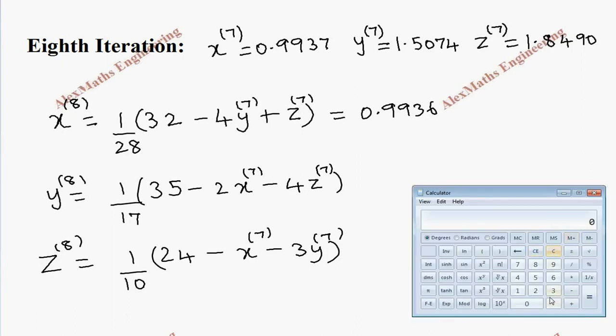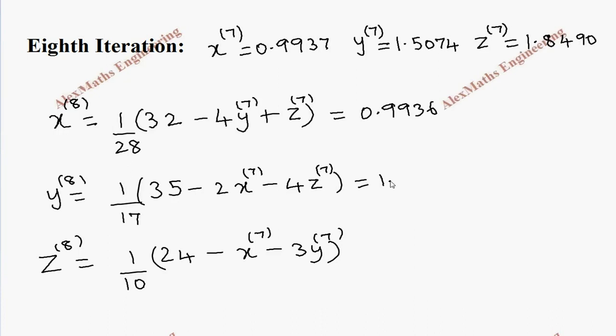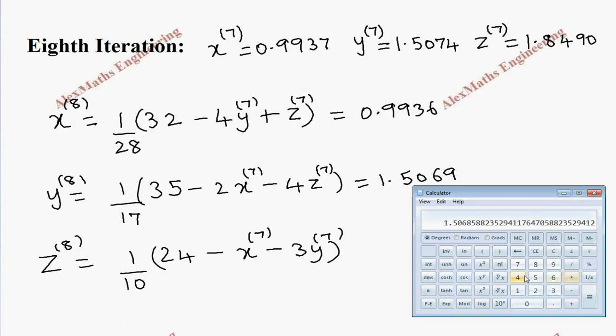Coming to the y of 8, it is 35 minus 2 into x of 7, which is 0.9937, minus 4 into z of 7, which is 1.8490. This whole value divided by 17, we get 1.50685. When we round up, 1.5069.